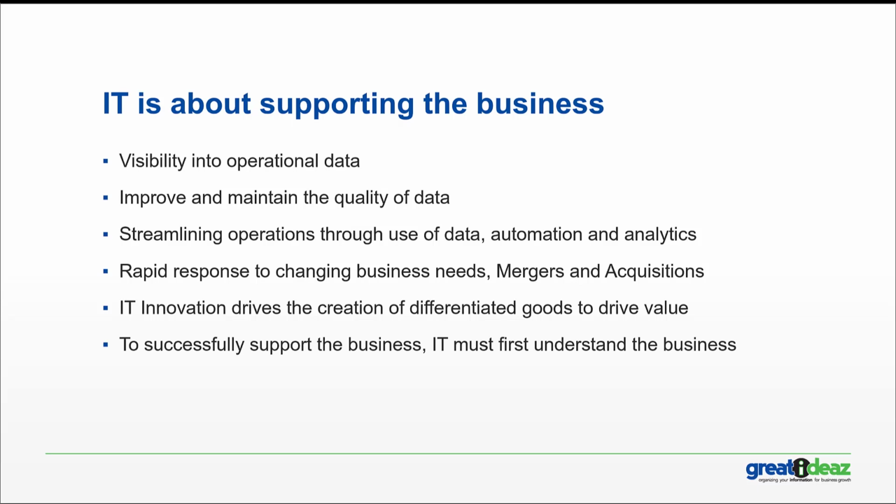IT is supposed to support the business, but the question that you really have to ask when you go into a lot of these businesses is how efficiently is it really doing that? And are there opportunities to improve? So the final bullet on this page, to successfully support the business, IT must first understand the business, is where we're going to lead into with a lot of the challenges that we'll be covering under the business architecture section of this course. And ideally what we want to try and achieve is we want to make the visibility, quality, streamlining, rapid response, and IT innovation all big green check marks.